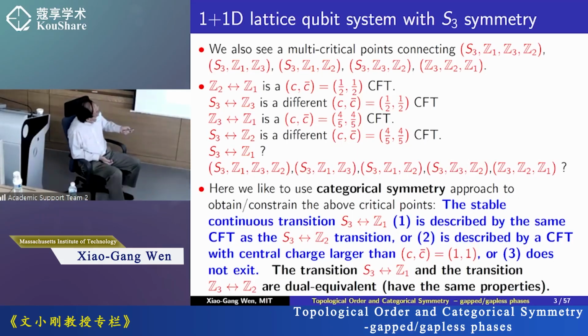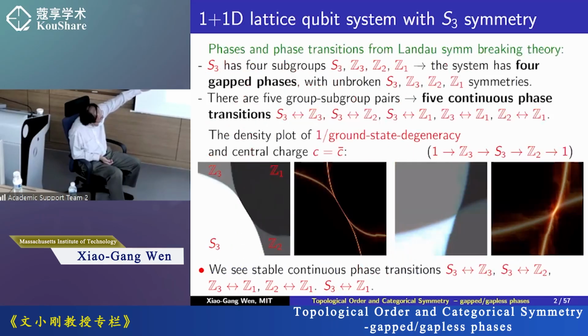Just like the continuous transition between Z3 and Z2 does not exist. This is Landau forbidden. Z2 and Z3 do not have a group-subgroup relation, so there's no continuous phase transition. So maybe we have the same thing for S3 to Z1: no continuous phase transition, for some reason.